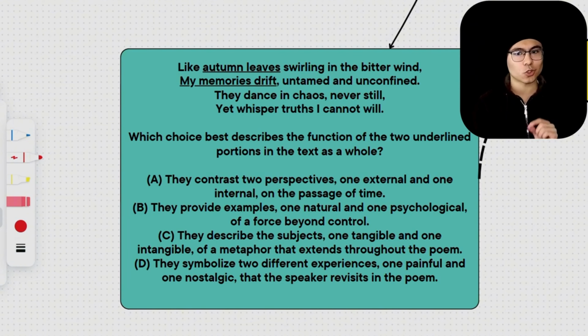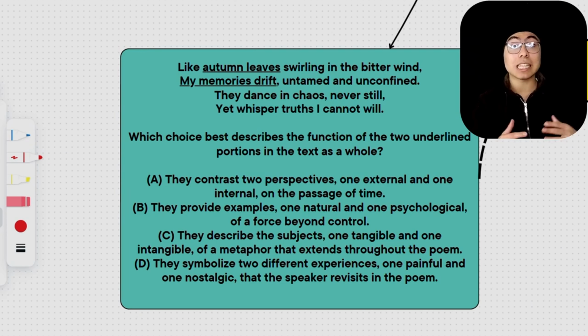So this one is so tricky, and it's almost correct because both winds and our memories are out of control. But it does examples, and the point isn't just listing those examples. It's making kind of a comparison, or we can also say that as a metaphor, maybe. Now, choice C, they describe the subjects, one tangible and one intangible, of a metaphor that extends throughout the poem.